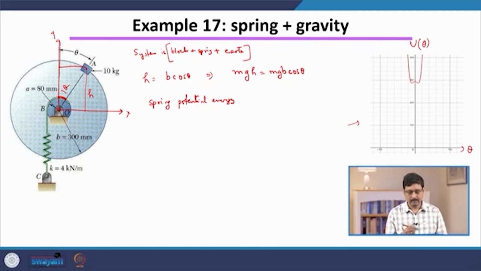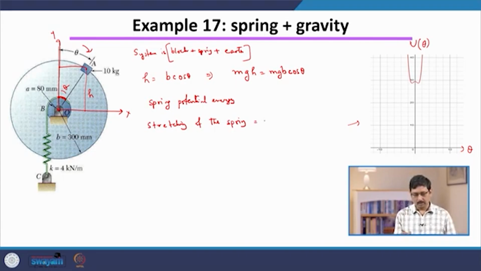So, let us say it goes to the right. So, it is a stretching of the spring. The stretching of the spring is given by this particular arc length that I have highlighted here, which is the radius of the smaller dial, which is a, times the same angle theta. So, this is from the mechanism. Note that if theta is negative, so that means the block moves to the left, then this actually is a compression.